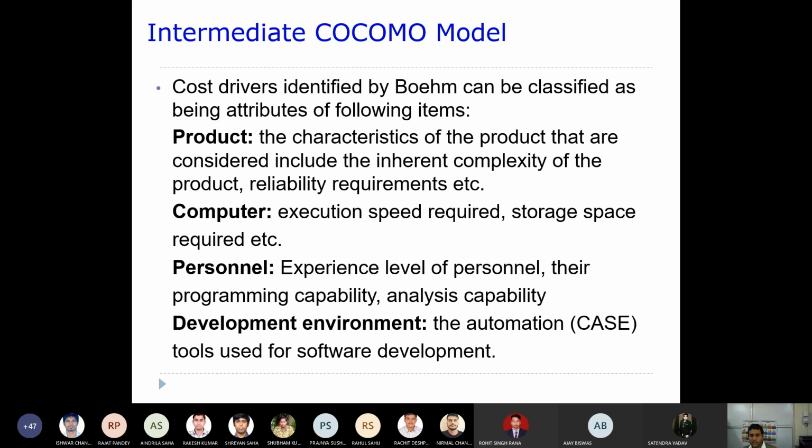And the other category here is the development environment, that is what I told you. You will be using some tools, like an IDE, an integrated development environment, as one example. All of these cost factors are based upon these categories; they go through each one of them.